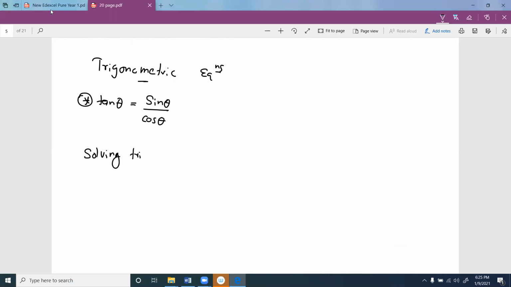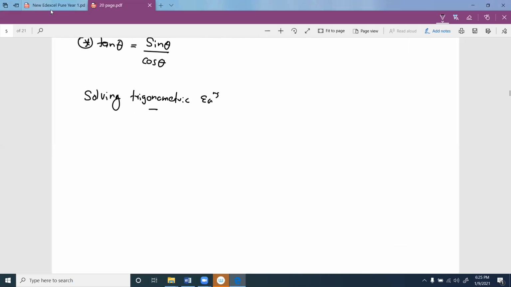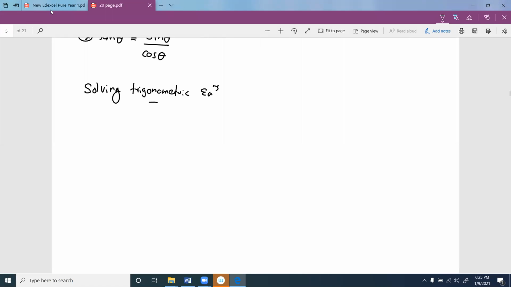Solving trigonometric equations. This is a pretty important topic, so we have to pay more attention to this question, right? When we were small, we already learned this kind of situation. If you want to find theta, our question is to solve sine theta equals 1 over 2.